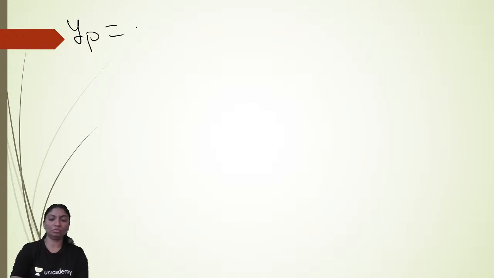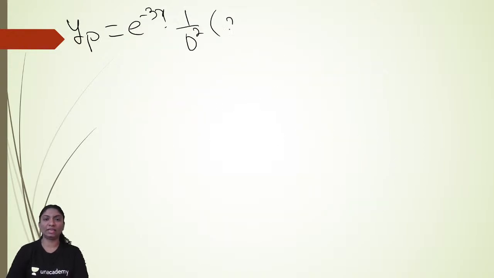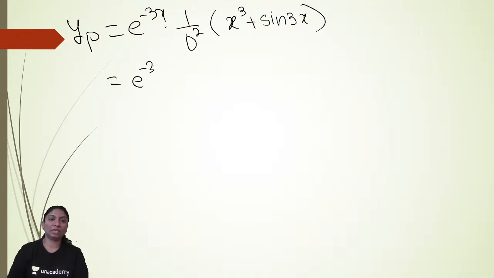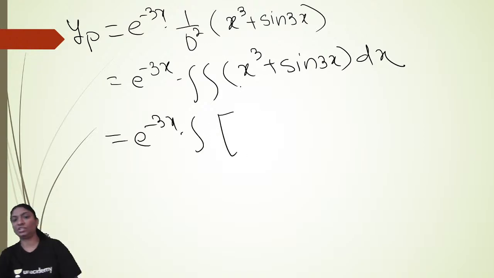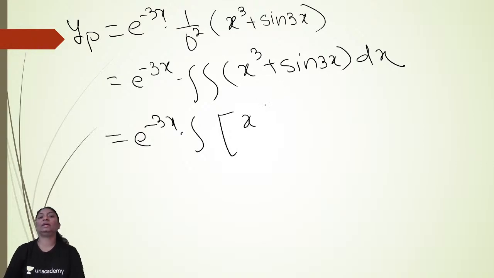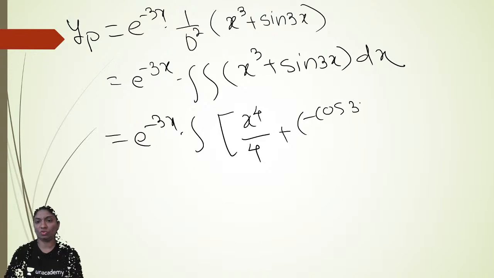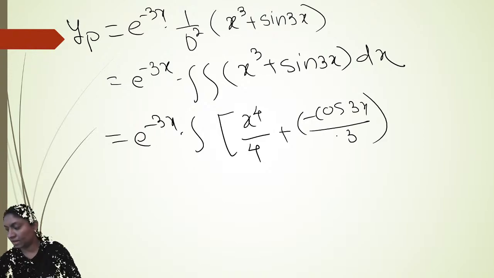But here I am using integration directly. See, yp is equal to e raised to minus 3x into 1 upon d square of x cube plus sine 3x. Here 1 upon d square is nothing but double integration of x cube plus sine 3x with respect to x. So you will get e raised to minus 3x into the integration of x cube, which is x raised to n plus 1, that is 3 plus 1, upon n plus 1, that is 4, plus the integration of sine 3x, which is minus cos 3x upon the derivative of 3x, that is 3. So minus cos 3x by 3.